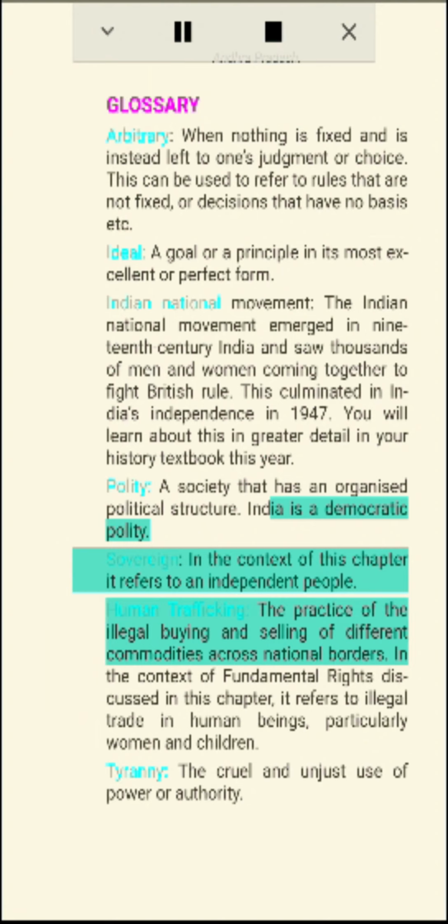Polity, a society that has an organized political structure. India is a democratic polity. Sovereign. In the context of this chapter, it refers to an independent people. Human trafficking, the practice of the illegal buying and selling of different commodities.